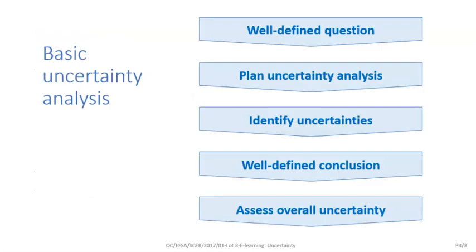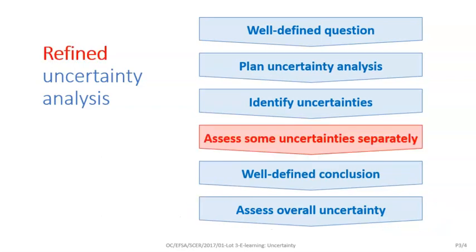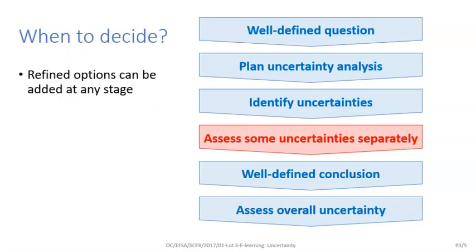There are many options for refined uncertainty analysis, but the basic concept is very simple. Here are the key steps of a basic uncertainty analysis. It starts from the beginning of the assessment, and uncertainties are identified throughout the assessment, but their impact is assessed in a single step at the end of the assessment. A refined uncertainty analysis contains the same basic steps plus an extra one, where some of the uncertainties are assessed separately before assessing overall uncertainty.